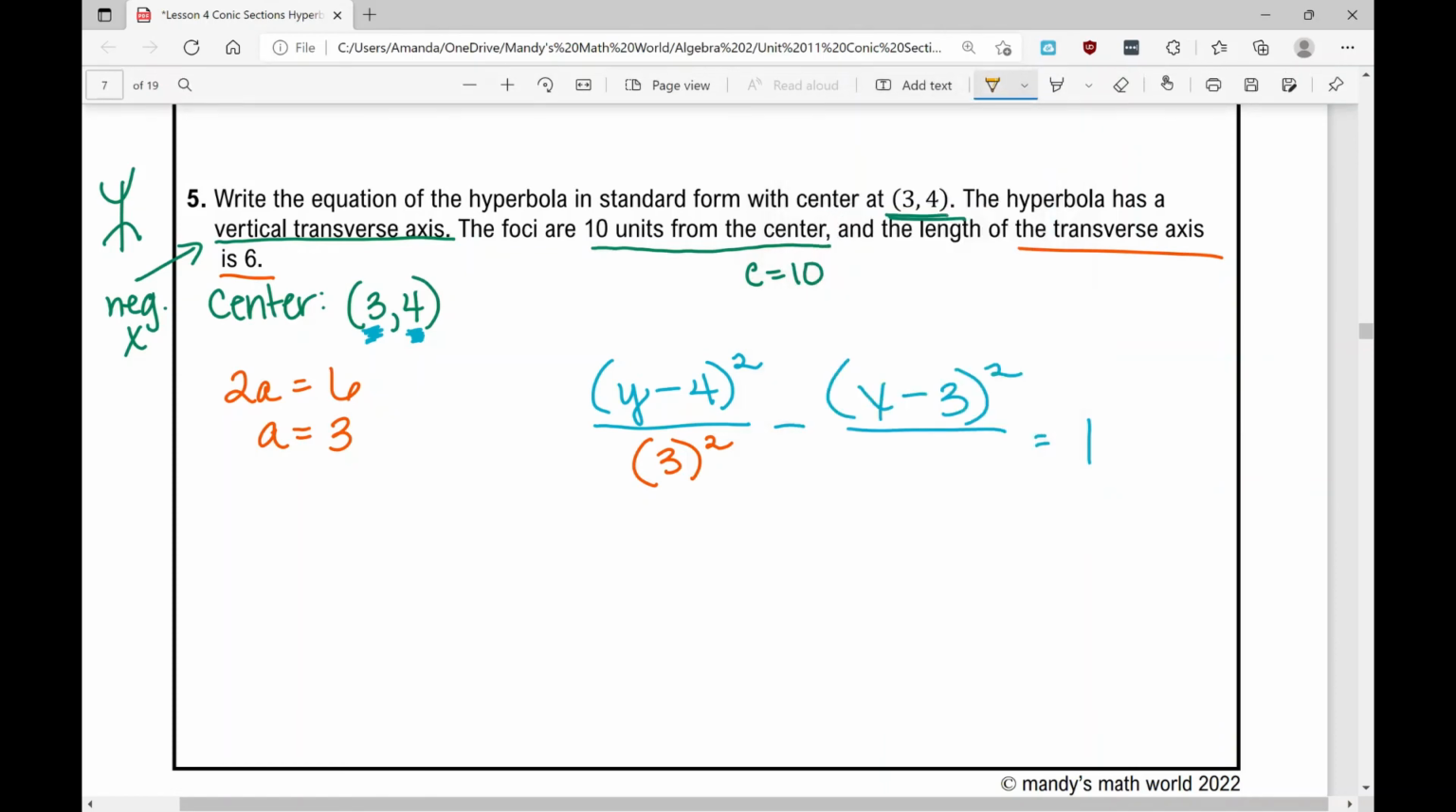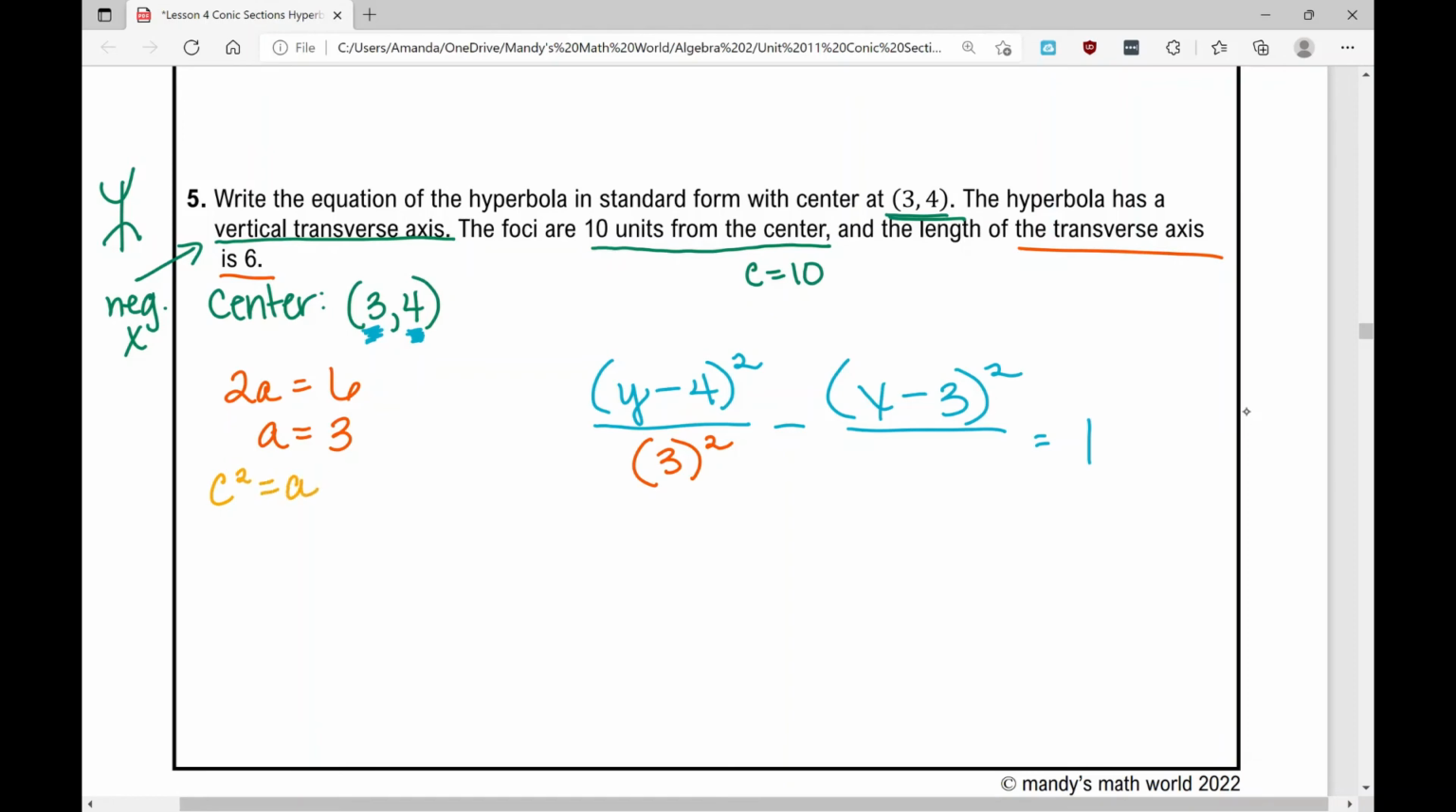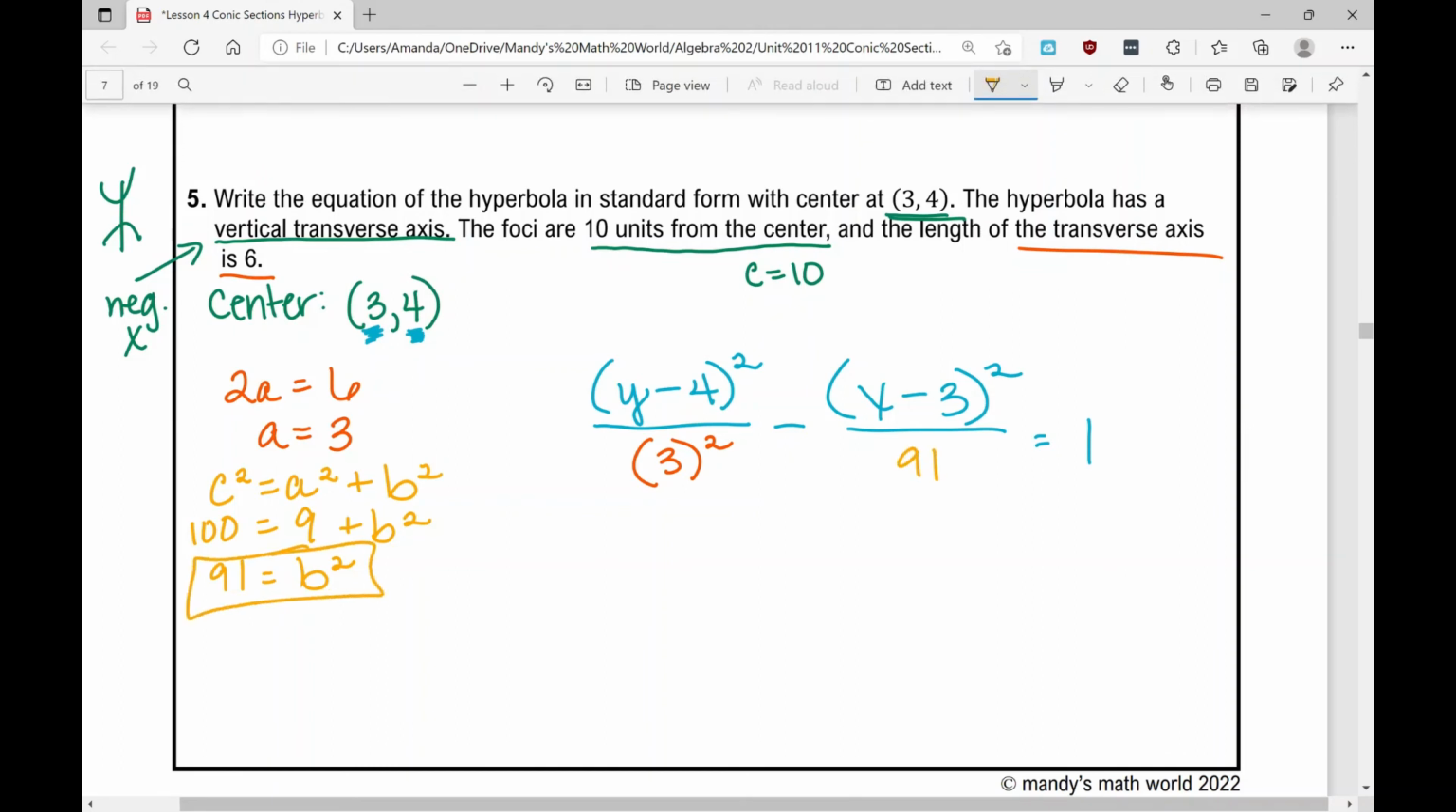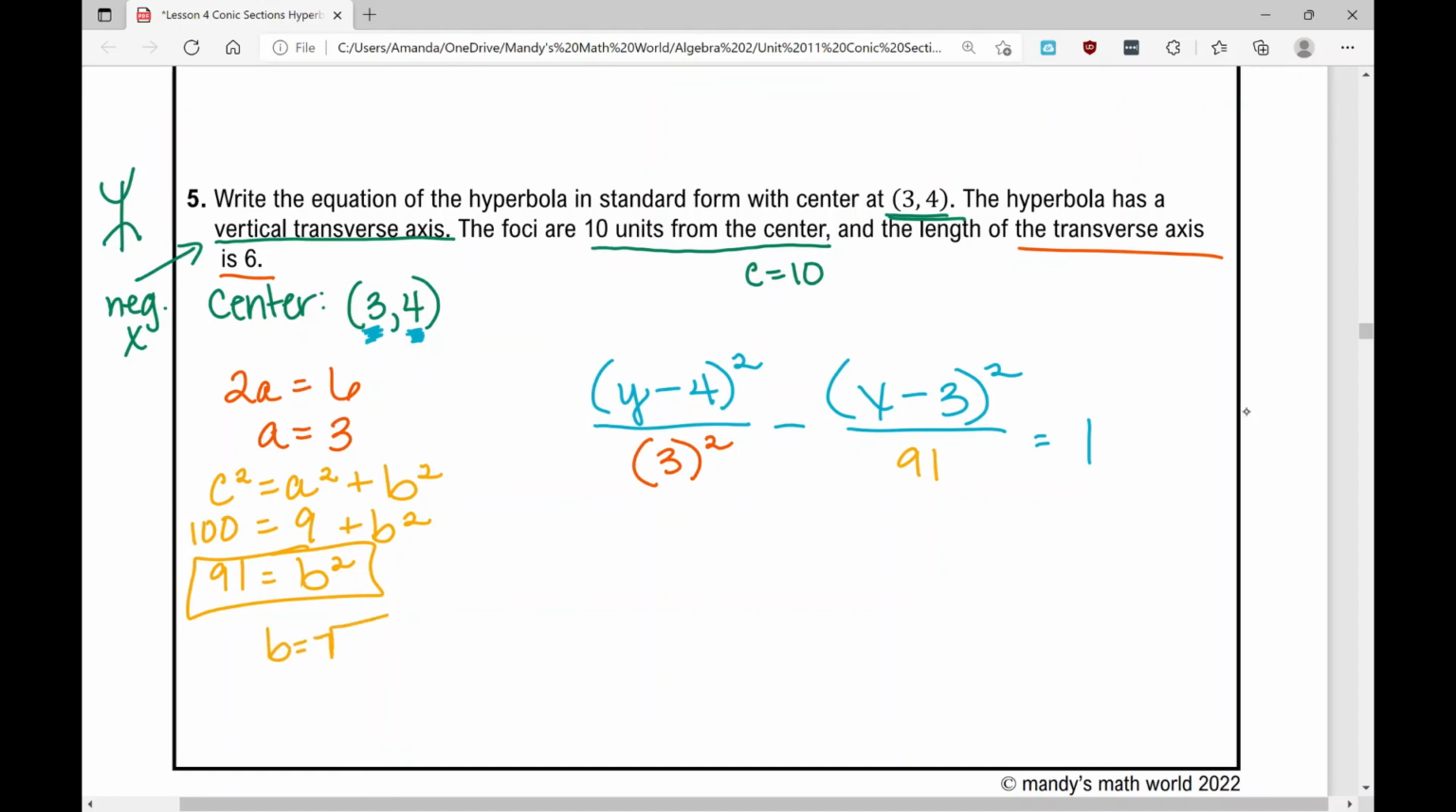I'm not given B, but I do have the value of C, and I do know the values are related using the equation C squared equals A squared plus B squared, which means C squared is 100, A squared is 9, there's B squared. If I subtract 9 from 100, I get 91. I don't really even need the value of b, I need the value of b squared, right? The value of b squared is 91. So the value of b, if you do want to write it, is the square root of 91.